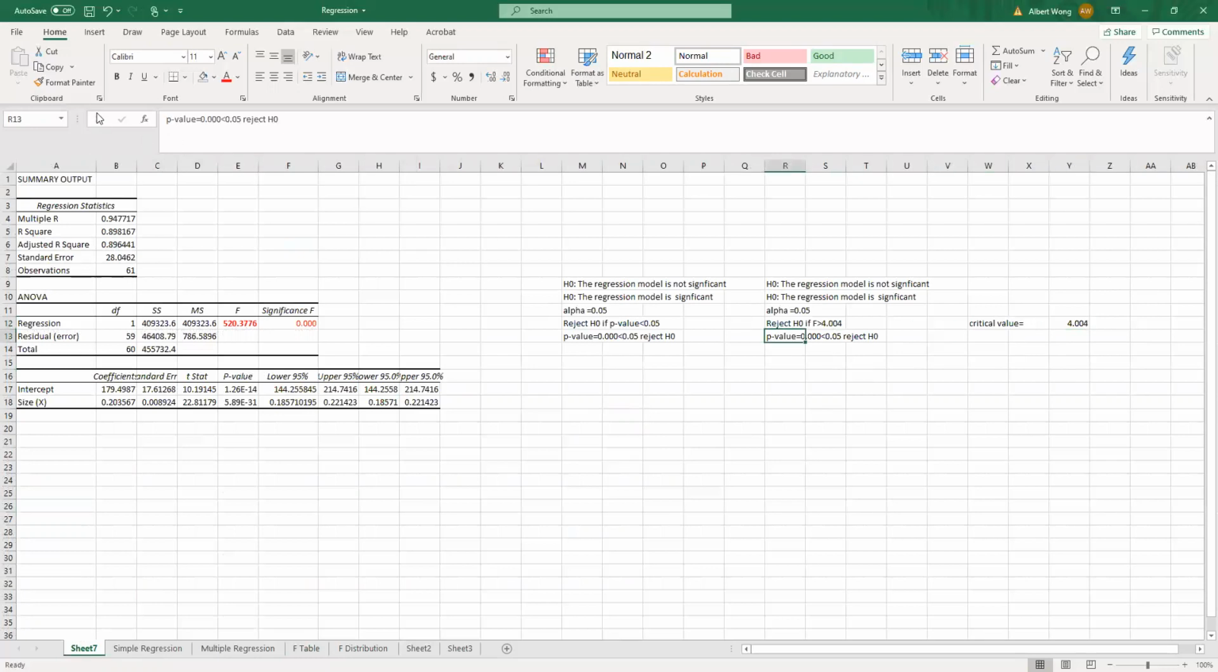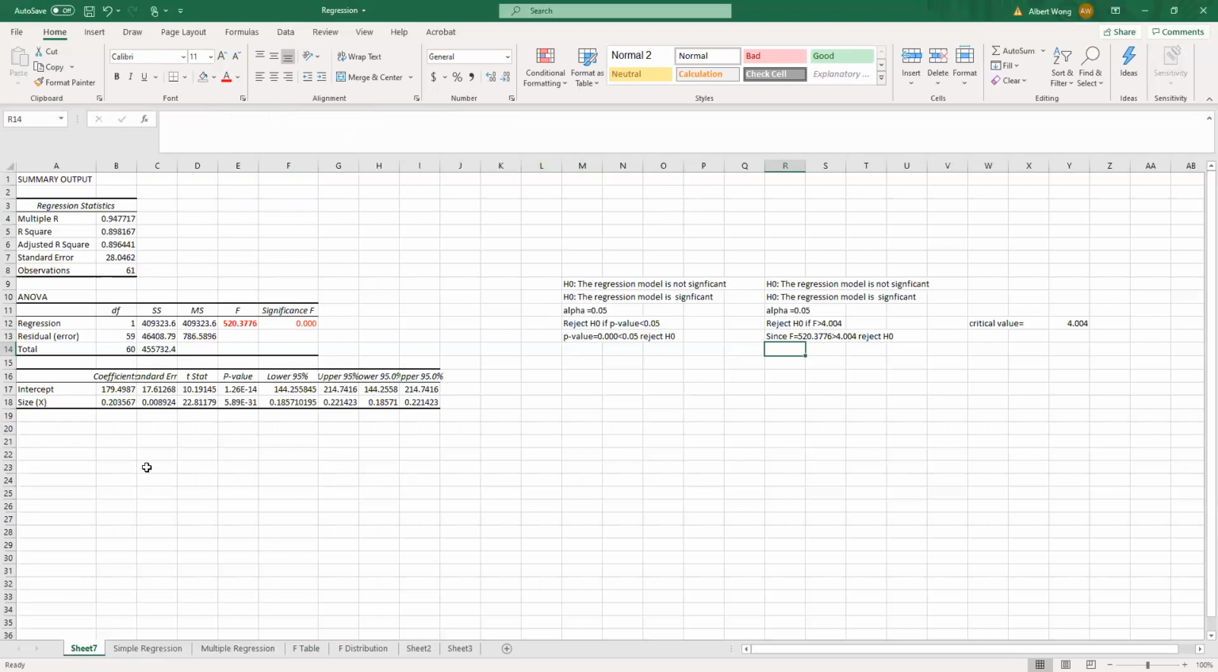And obviously, since F is calculated by Excel to be 520.3776, this number is much bigger than 4.004. It doesn't matter what value you use, right? So you will reject. So this is how you perform a statistical test to see whether the overall model is significant.